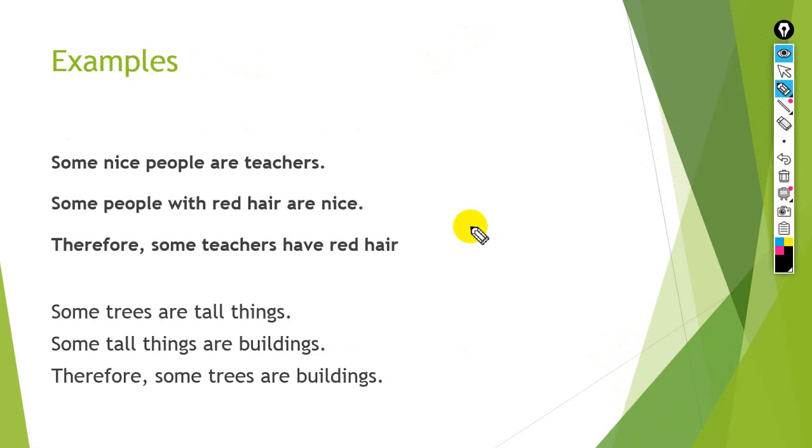So we make these mistakes when writing syllogism arguments. Some nice people are teachers. Some people with red hair are nice. Therefore some teachers have red hair. Here we are making a mistake. What is the mistake? Here I have taken a particular proposition, and this is also a particular proposition, but we should not take it like this. Any one of them should be universal. For example, the first should be a universal proposition, the second should be a particular proposition, and then the conclusion should also be a particular conclusion.